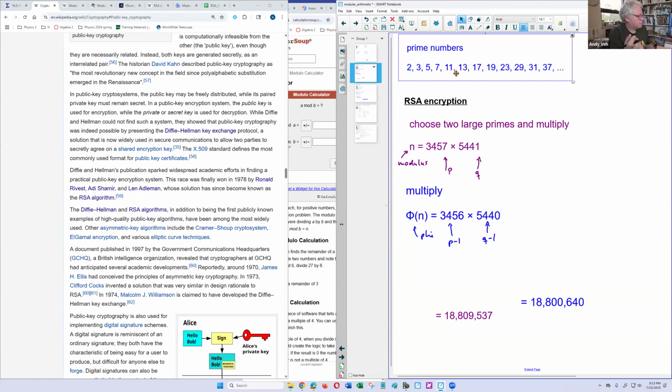So we have 2, 3, 5, 7, 11, 13, and so on. 2 is the only even prime number that exists because all other even numbers will be divided by 2. Hence, that's the only even prime that is possible, right? 3, 5, 7, 11, 13, and so on.